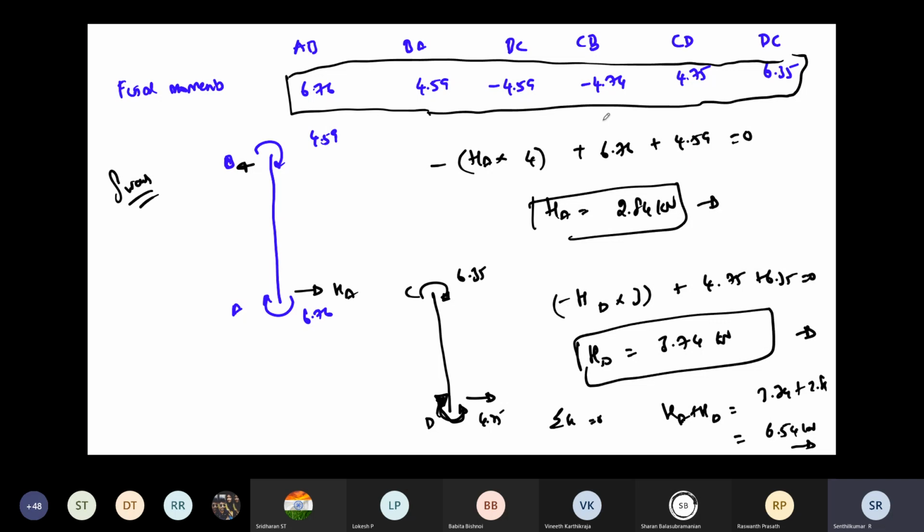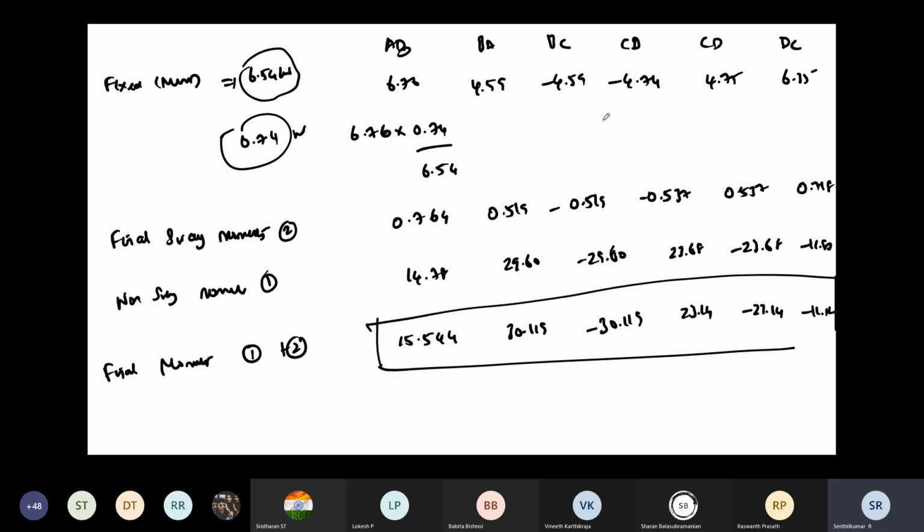But we don't want moments for this much horizontal direction. We want moments for that 0.74 km only. For that, we have to find out the values and everything. 0.74 km. So finally, we used to call this 0.74 by 6.54 a correction factor. When you apply the correction factor, we will get the final sway moment, and add the non-sway moment to the final sway moment. That is your final moment.